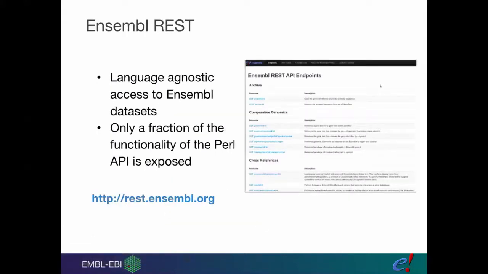So Ensembl REST is language agnostic, so it works by using URLs, but then you can create code around these URLs in any language you like. And if you've used our Perl API or heard about our Perl API at all, it does only expose a fraction of what the Perl API can do, but it's also much easier to work with than the Perl API. The learning curve on the REST API is not that steep. And of course, it's language agnostic, so you can start from whatever coding language you happen to know. You can get going with that with the REST API.